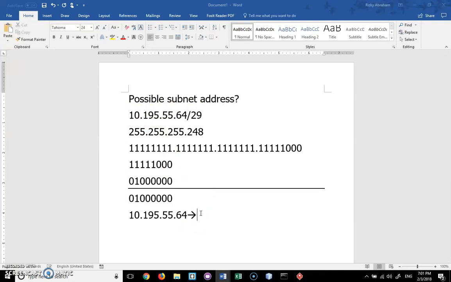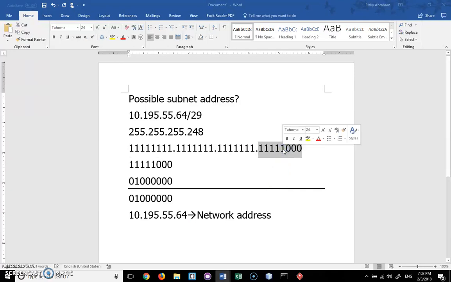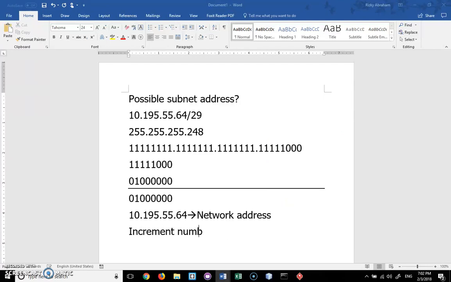So actually, this is the network address right here. So now we know this is the network address, and then we need to figure out the increment for this network address. If you see the last 1 here, it's on the 5th place. So we know 128, 64, 32, 16, and then 8. So the increment number would be 8.